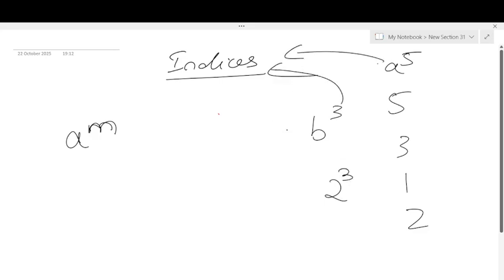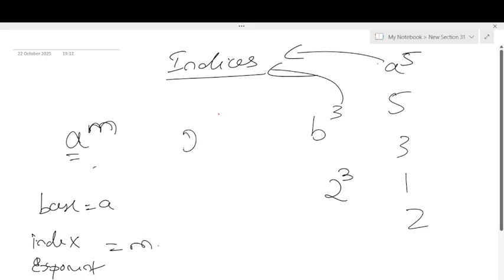Indices or exponents. So the value which we write down is known as base. A is known as base. M is known as power, index or exponent. That is known as M.